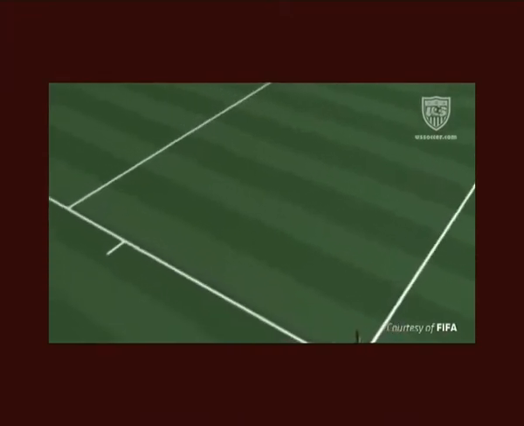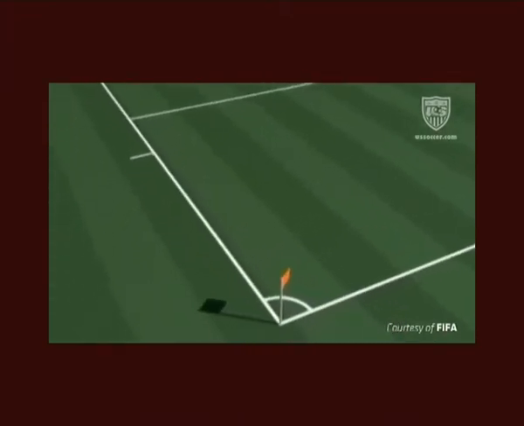The corner arc. A quarter circle with a radius of 1 meter, that is 1 yard, from each corner flag post is drawn inside the field of play.